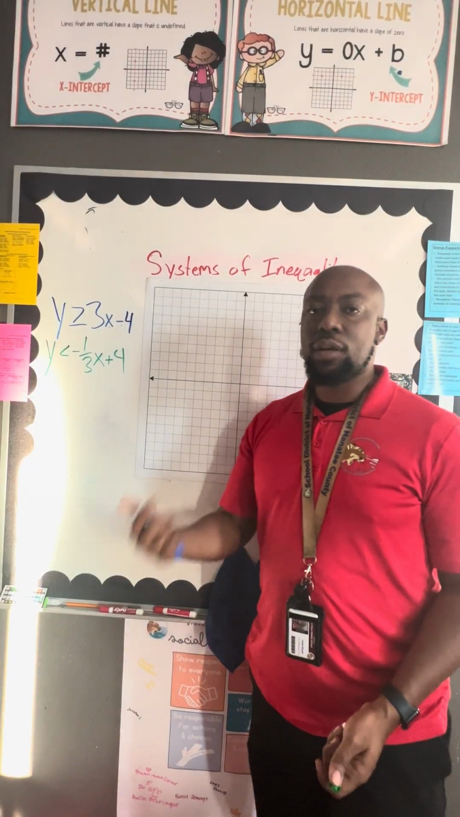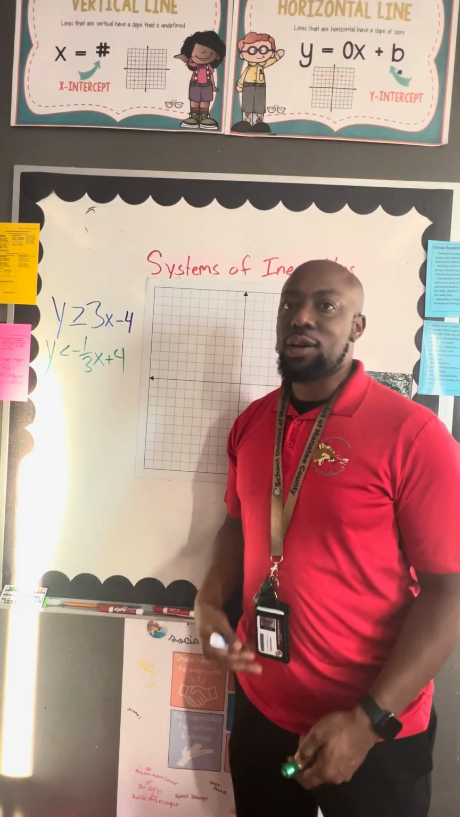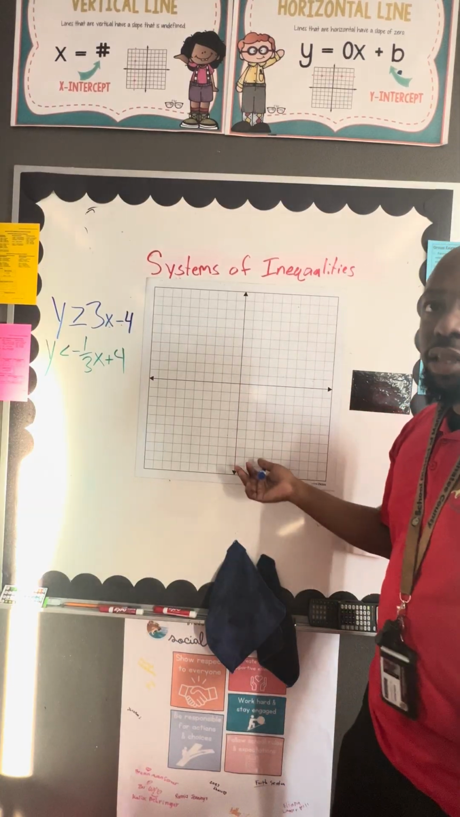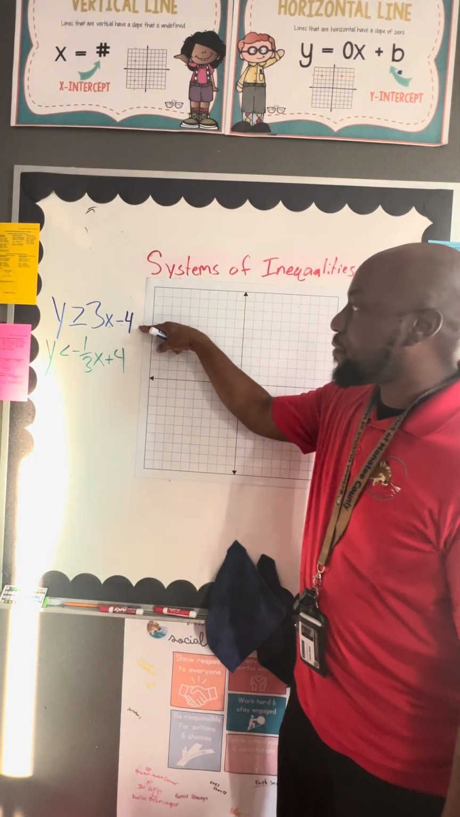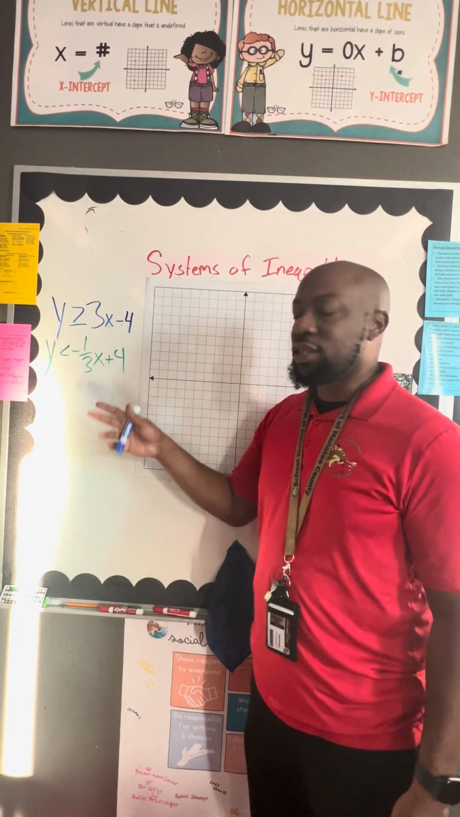A system is just two inequalities graphed on the same coordinate grid. It's just like graphing equations, except we're going to use the inequality rules, all right? We've already graphed each separate inequality, but now both inequalities will be graphed on the same coordinate grid.